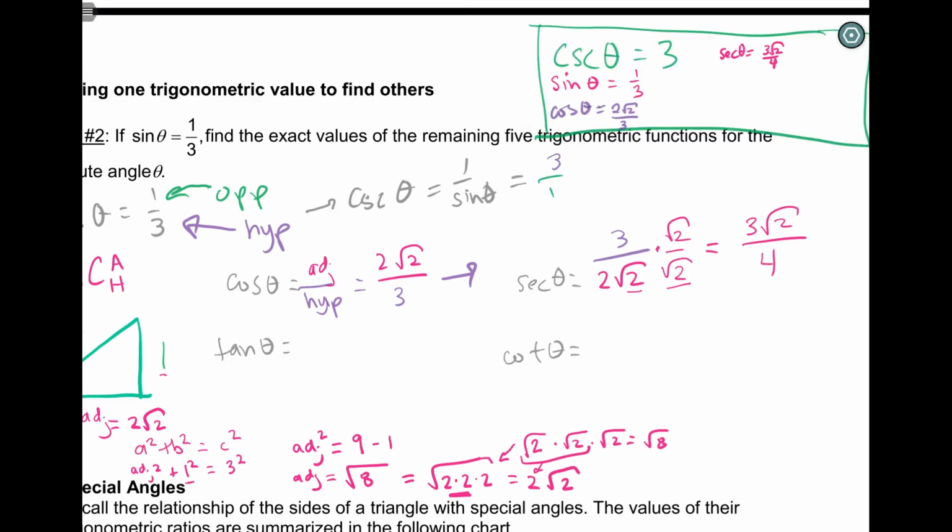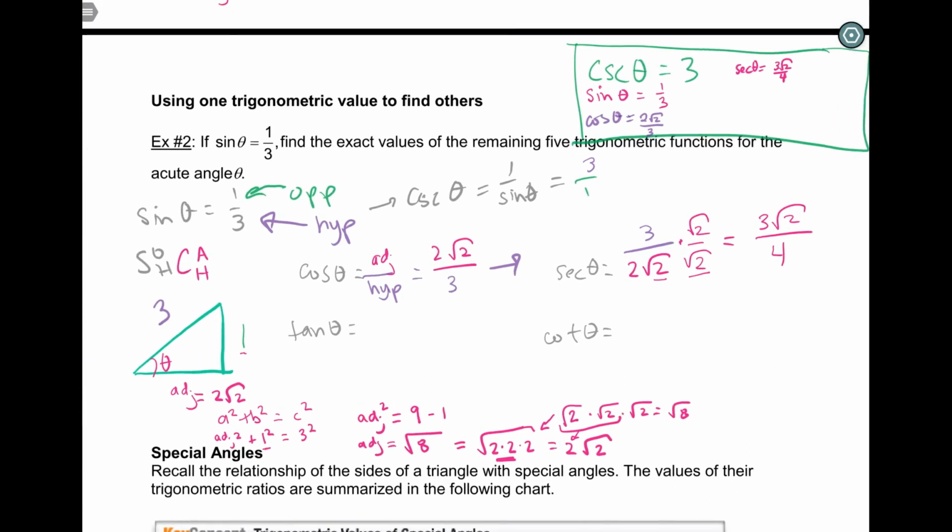Okay. Last one, tangent. So, SOHCAHTOA. Pick another color. So, TOA. Tangent of theta is equal to opposite over adjacent. So here, the opposite over adjacent. The opposite here is going to be 1. The adjacent is 2 square root 2.